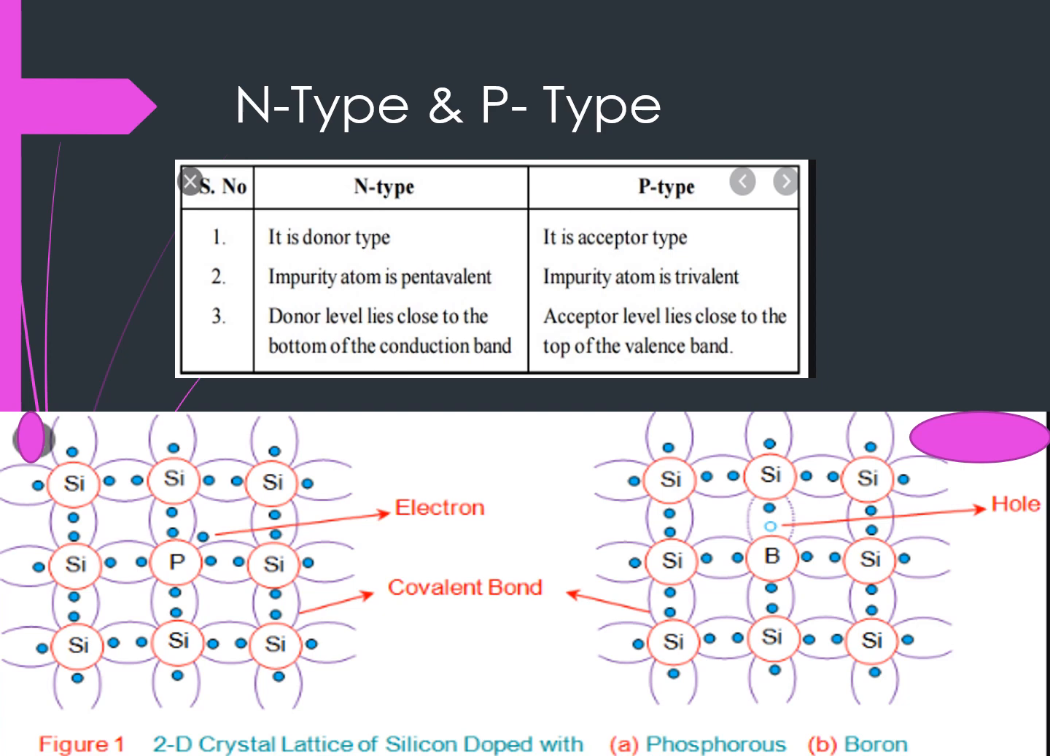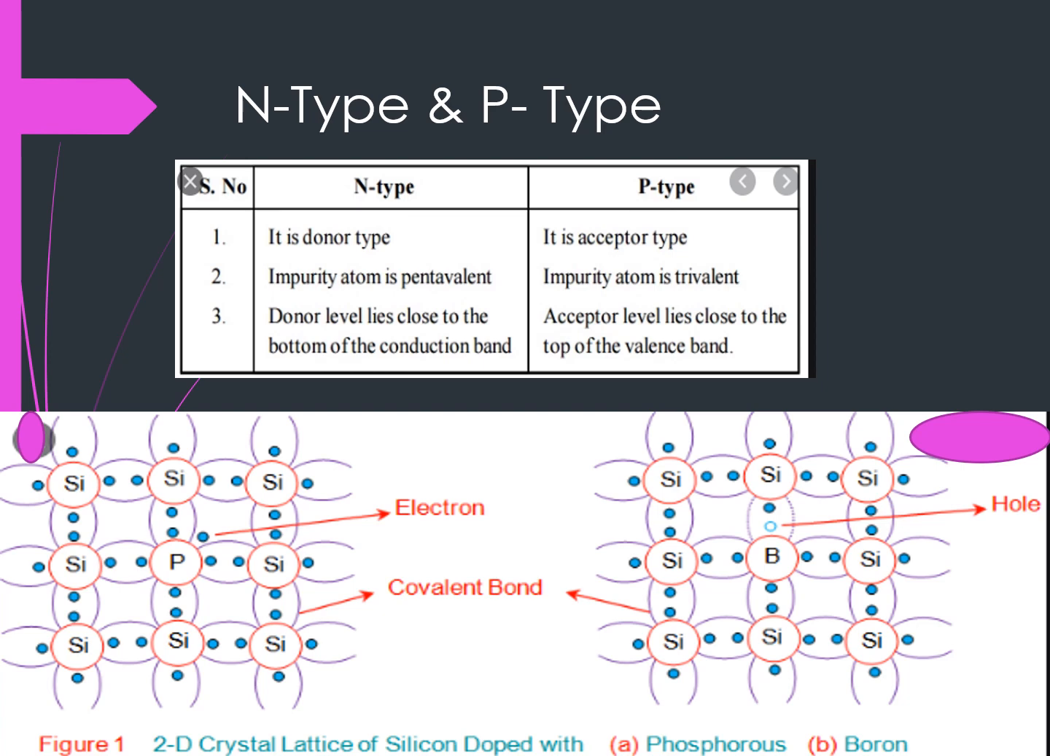The energy level of these electrons lies very close to the bottom of the conduction band. This free electron has a certain amount of energy, and this energy is very near to the conduction band. That's why it is also called a donor level. So n-type means the impurity is pentavalent. It is a donor type. It almost has one free electron. 4 of the electrons participate in the covalent bond.